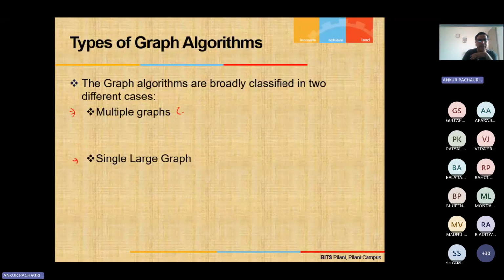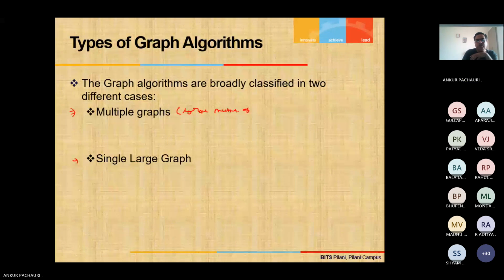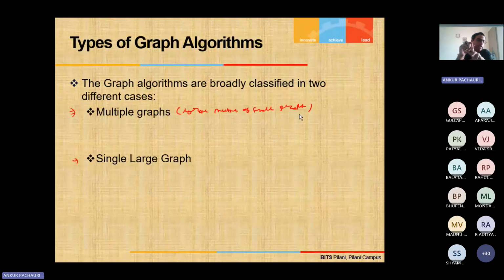Okay. So in another way, a large number of small graphs, where this type of graphs will appear in the chemical data and in the biological data. So these are the two areas in which we will be working on multiple graphs. If I am working in IT or social media or networks and all, then we will be working on a single large graph.